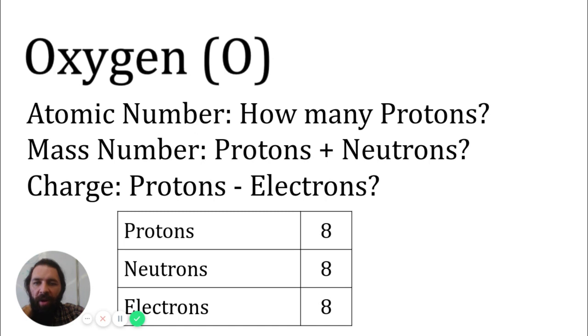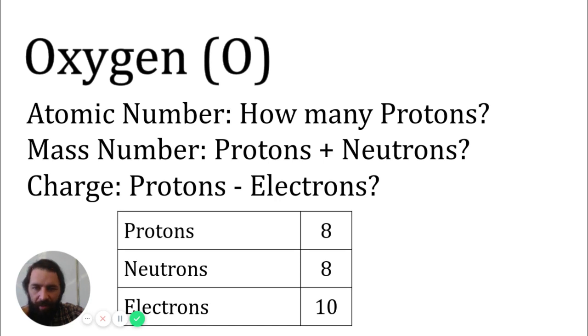And if we do one more here with oxygen, the atomic number is 8. The mass number, protons plus neutrons, 8 plus 8 is 16. And charge is 0 again. 8 protons minus 8 electrons makes 0. Okay, so some good review there.